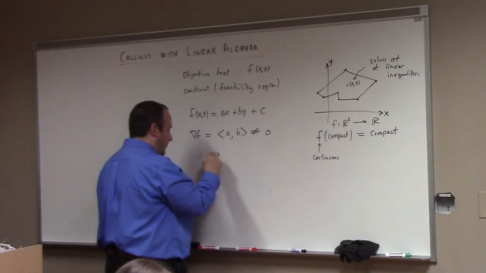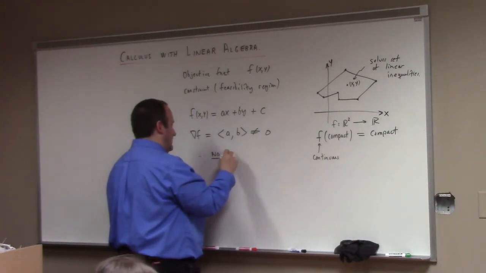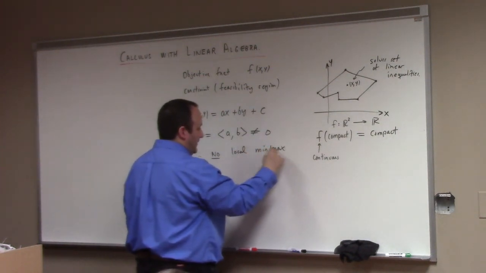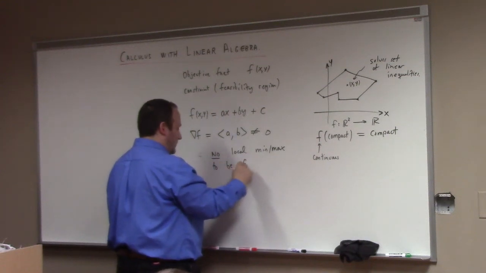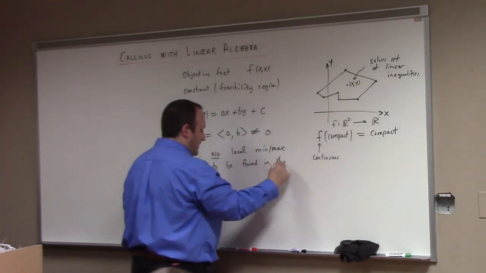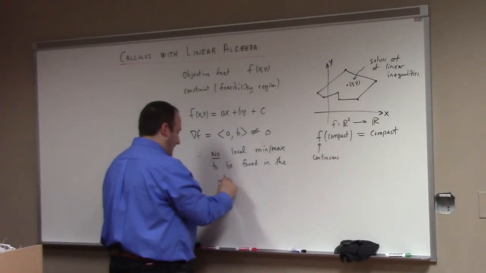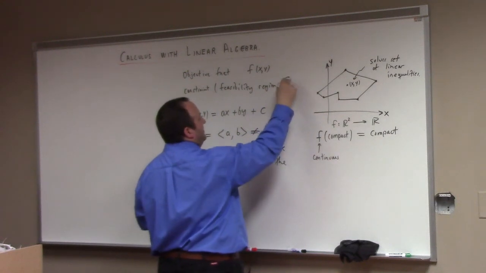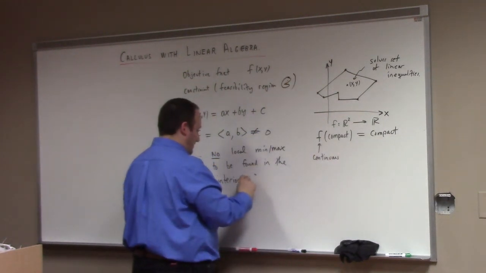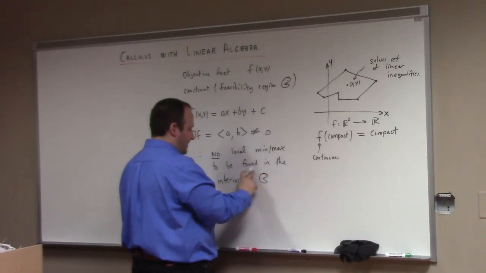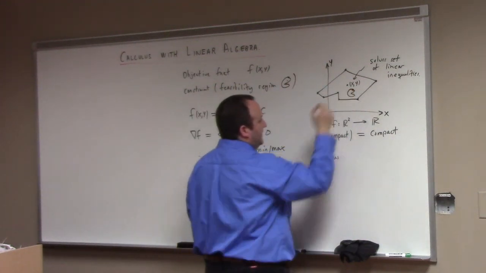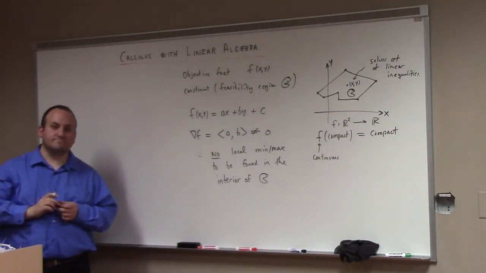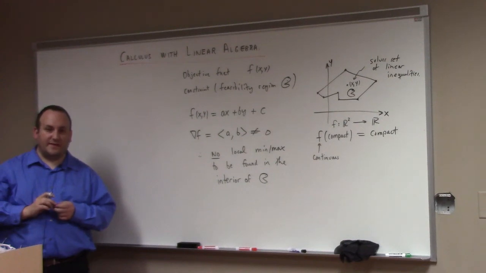Therefore, no local min-max to be found in the interior of the feasibility region, which I should give a name. Seems like Pac-Man is a good name. So I'm saying this set right here is Pac-Man. All right, so where do the min-maxes have to happen? They have to happen on the boundary of Pac-Man, on the edge.